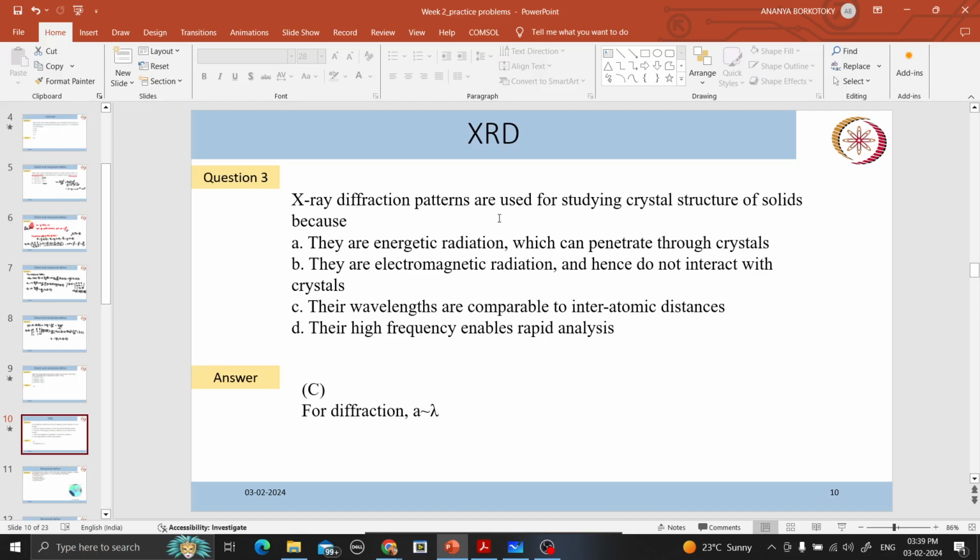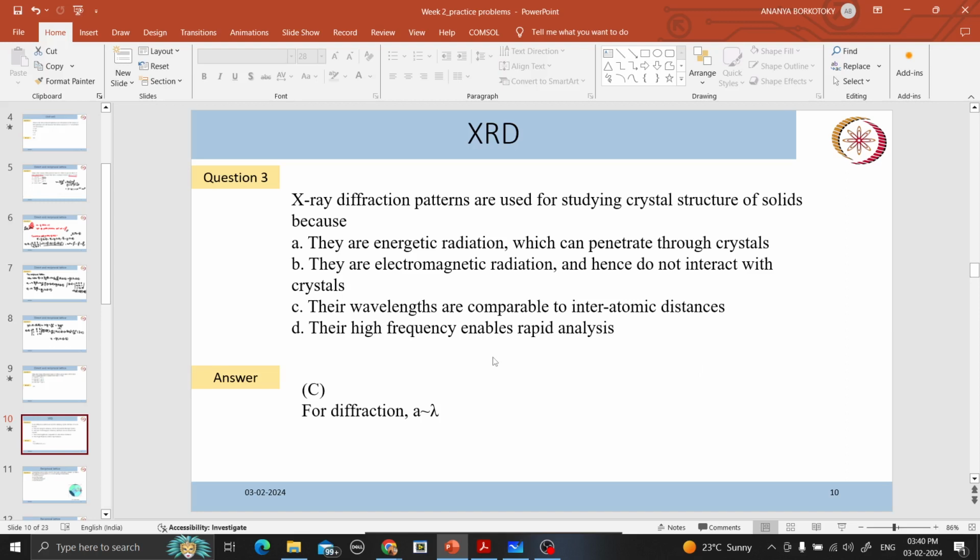X-ray diffraction patterns are used for studying crystal structure of solids because what is the correct answer? They are energetic radiation which can penetrate through crystals. They are electromagnetic radiation and hence do not interact with crystal. This is obviously not true, right? If there is no interaction of X-ray wave with crystal, then we will not get any information from that. Their wavelengths are comparable to interatomic distances. Okay, so that is the correct answer.